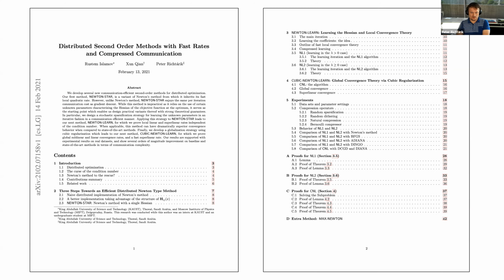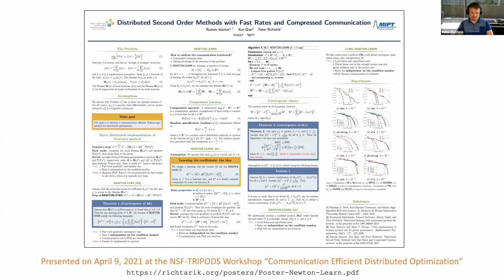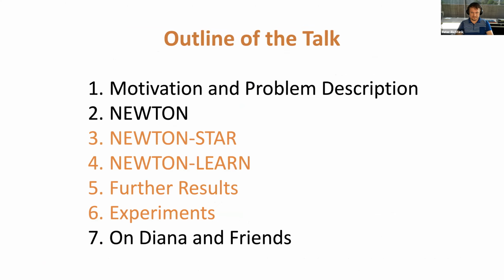This is the work that I'll talk about: Distributed second order methods with fast rates and compressed communication. We have a poster that was presented a few days ago at a workshop on communication efficient distributed optimization. For those of you who want to remind yourself about the results or just skim through them, feel free to go to this link and have a look at this poster.